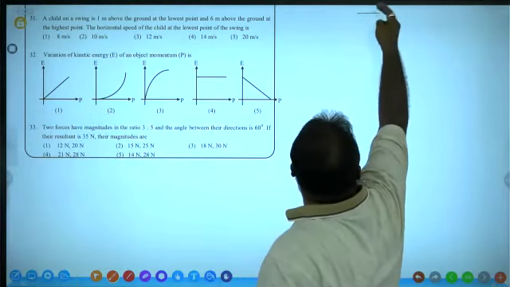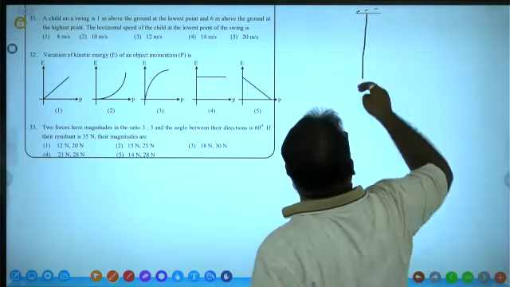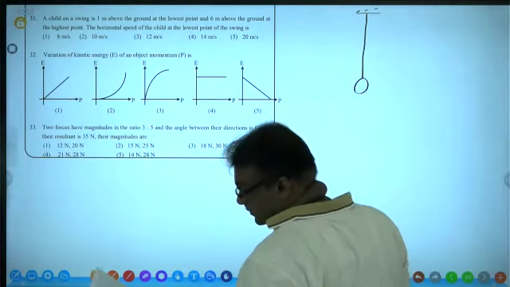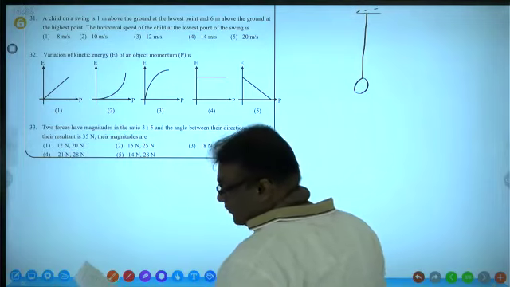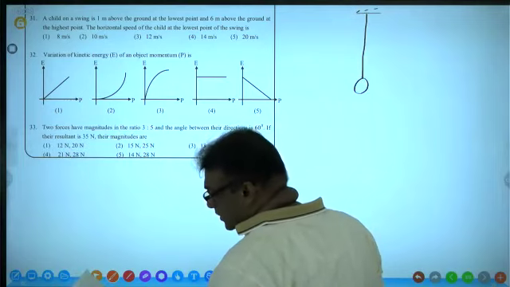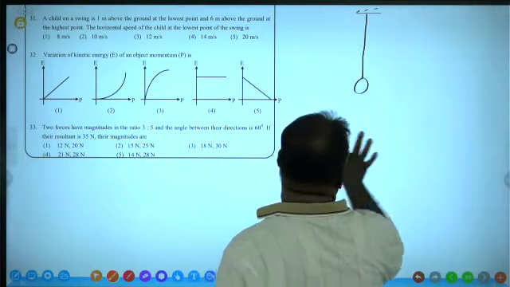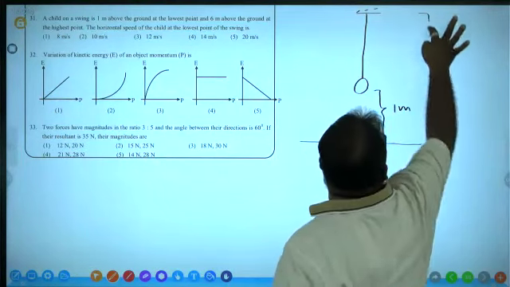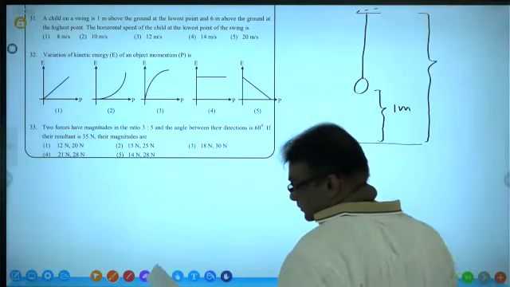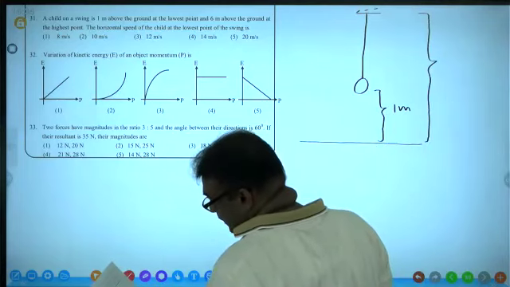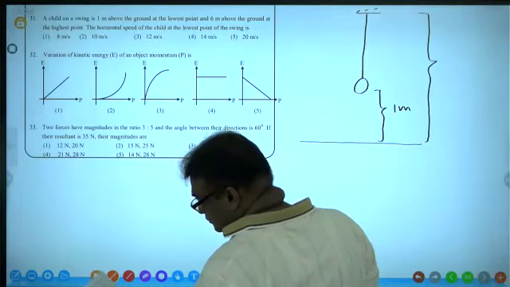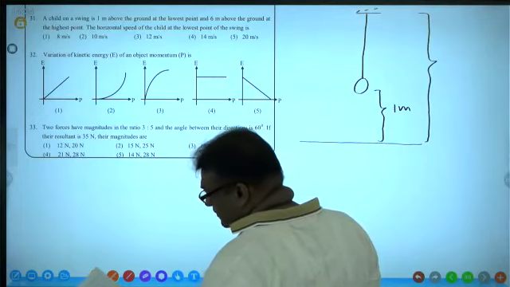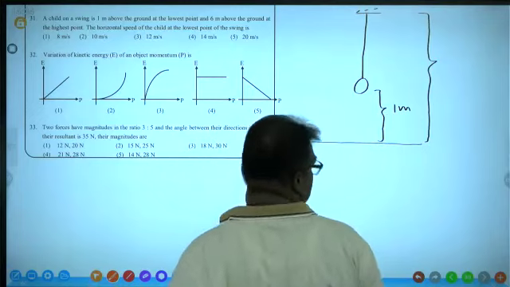this one is the swing, right? The child on a swing is 1 meter above the ground at the lowest point. This is 1 meter. And from here to here, you are given 6 meters above the ground at the highest point.